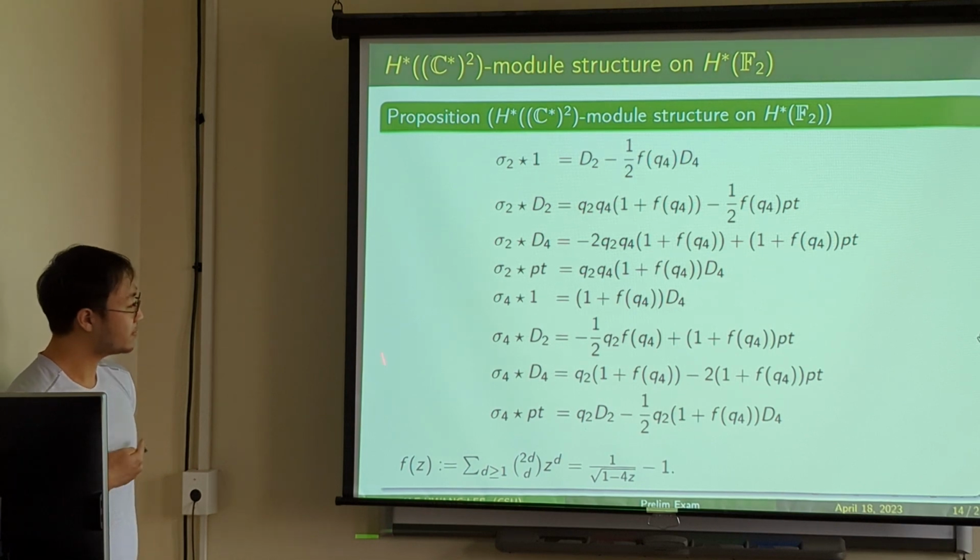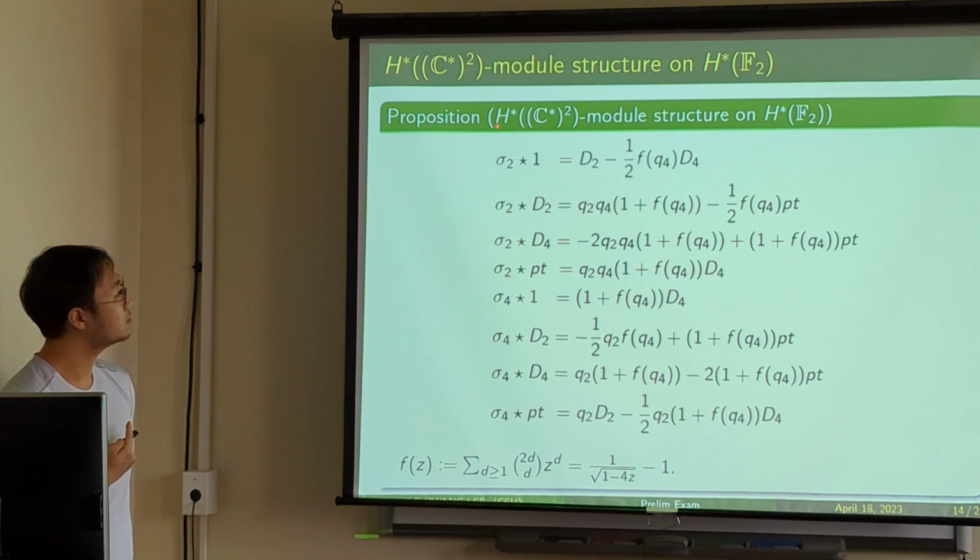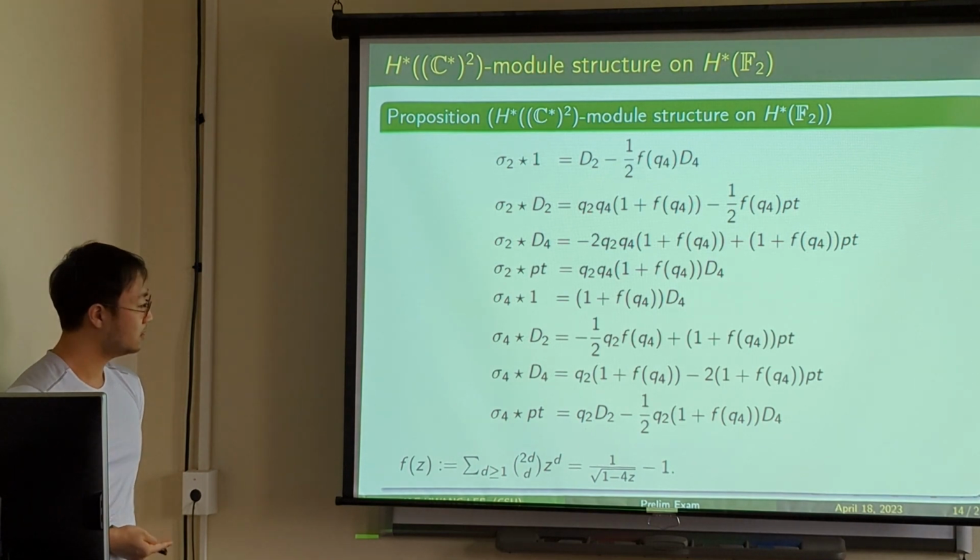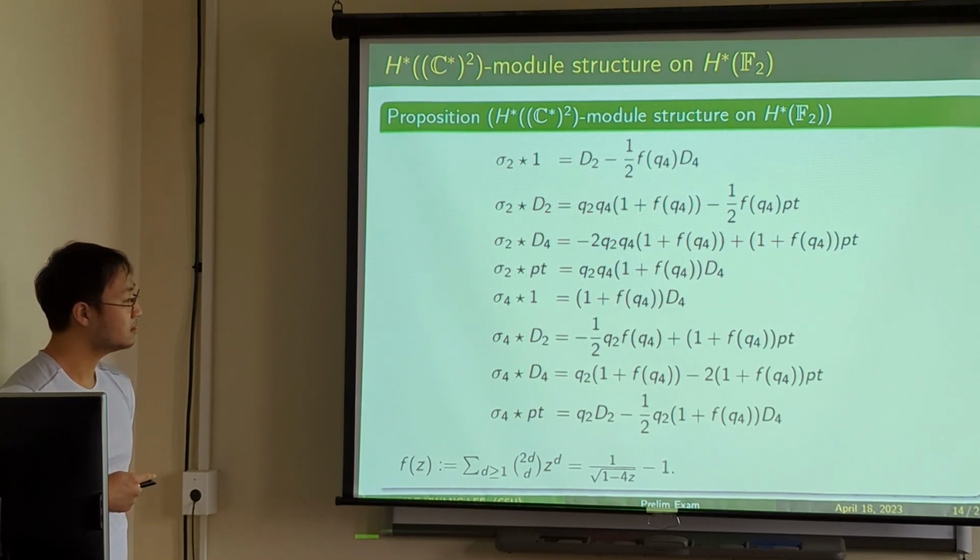So here's the description of the group cohomology of the two-dimensional torus, the module structure on the cohomology ring of the Hirzebruch surface. These are enough to know every module structure. And this computation requires some time to finish.